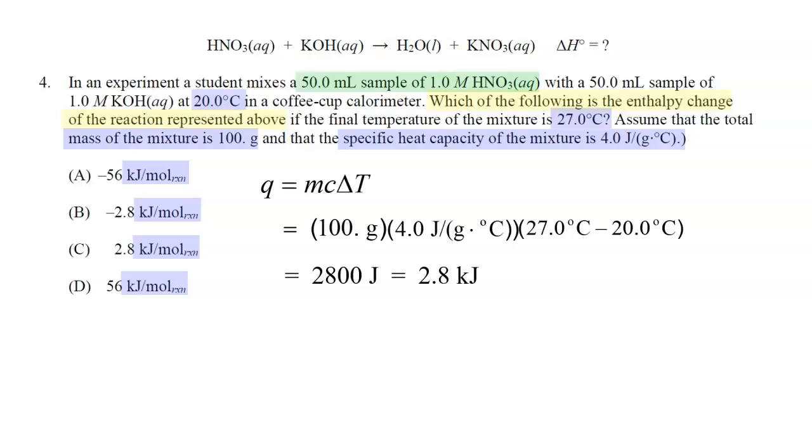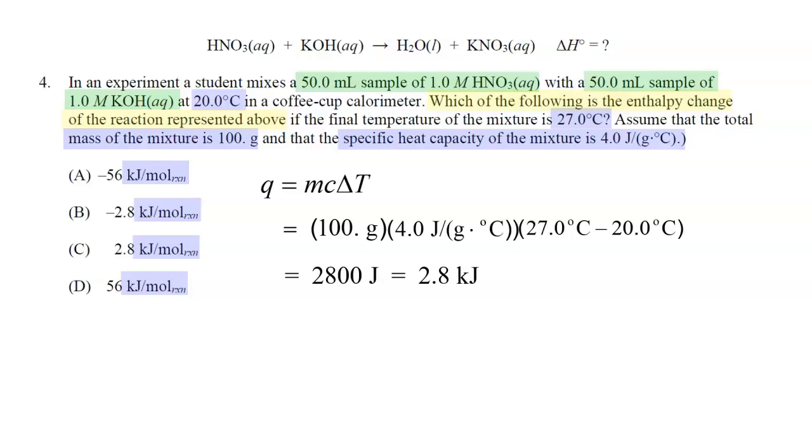Now we are given the volume and the molarity for nitric acid. So it's 50 milliliters of a 1 molar solution, and we are also given that there are 50 milliliters of a 1 molar solution of potassium hydroxide. So what that means is that the moles of HNO3, or nitric acid, is the same as the number of moles of KOH, or potassium hydroxide. So we don't have an issue with a limiting reactant and an excess reactant. The number of moles of each reactant are the same.